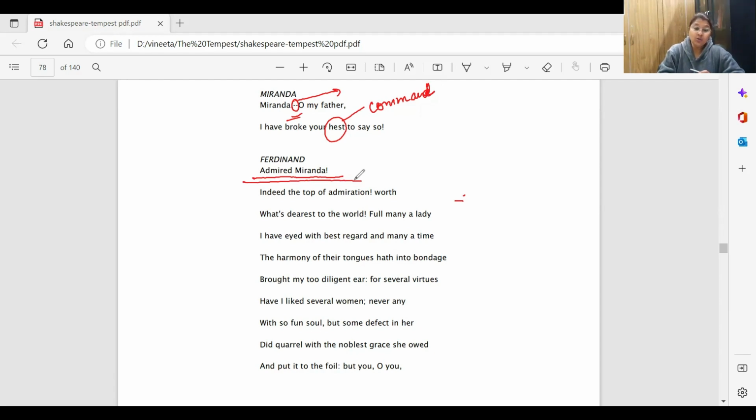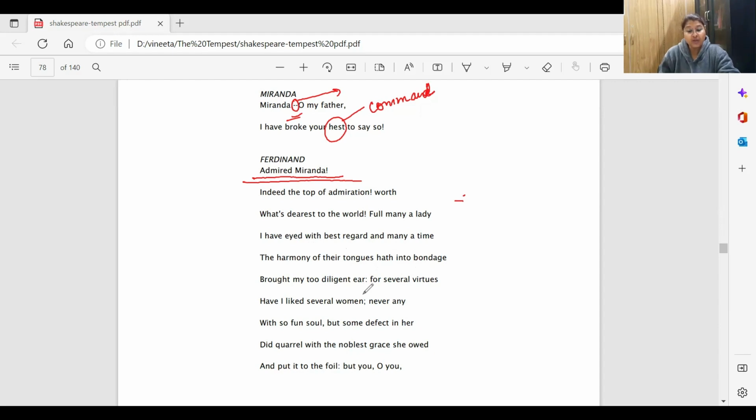You are a girl who has to be admired, admired Miranda, regarded with admiration. Indeed, the top of admiration. You are the top of wonder. So he is praising her. Full many a lady I have eyed with best regard, and many a time the harmony of their tongues hath into bondage brought my too diligent ear.